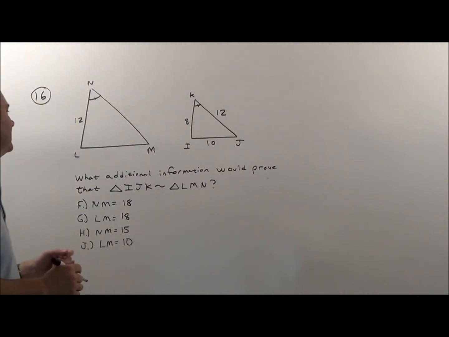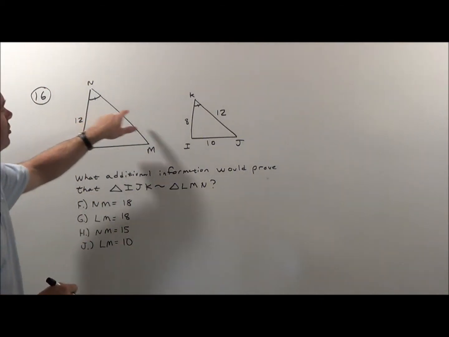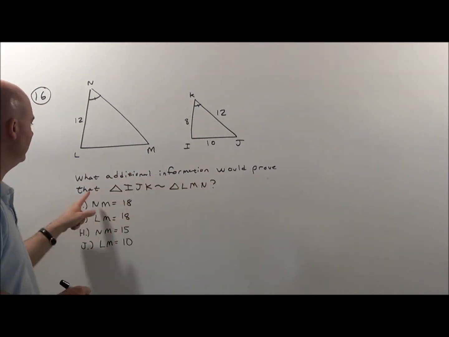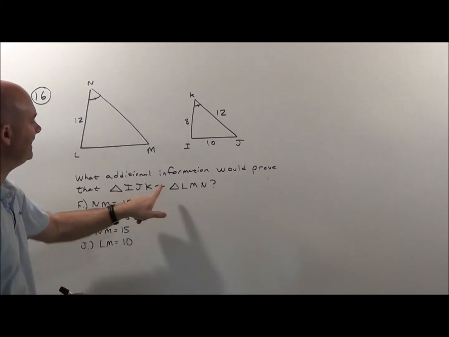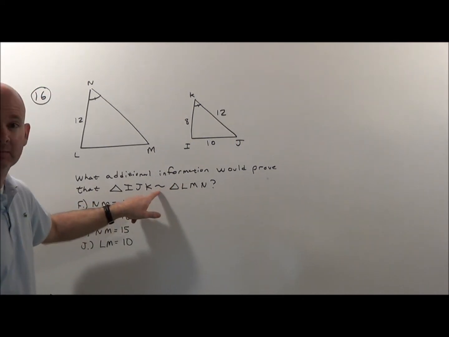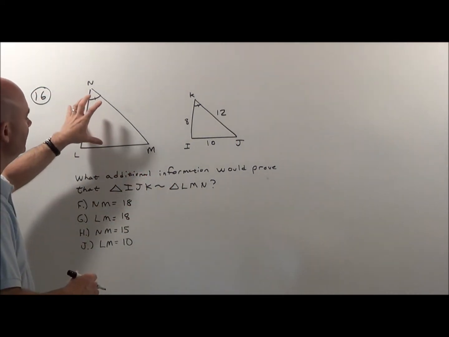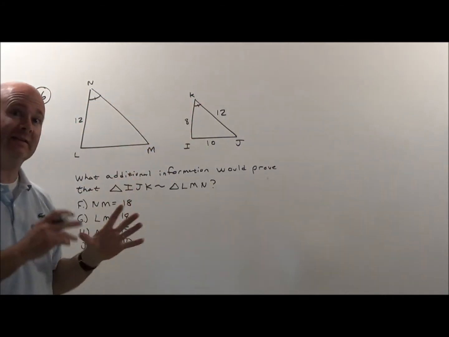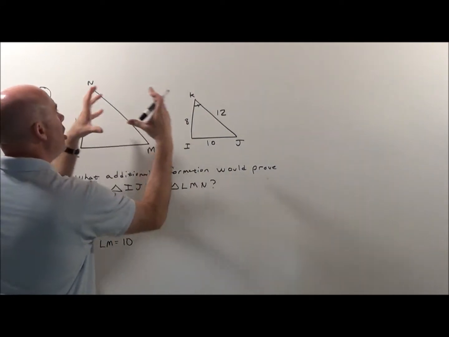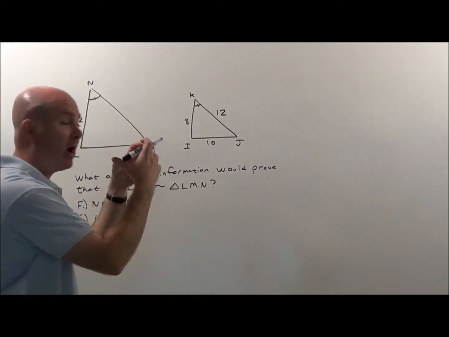Alright, problem 16. We have this triangle and this triangle here, and it says what additional information would prove that triangle IJK is similar to triangle LMN. Now that's the similar. That means this guy's sides are going to be in proportion to that guy's sides. Basically, if you take this triangle and you shrink it down, all sides would shrink down at the same rate.